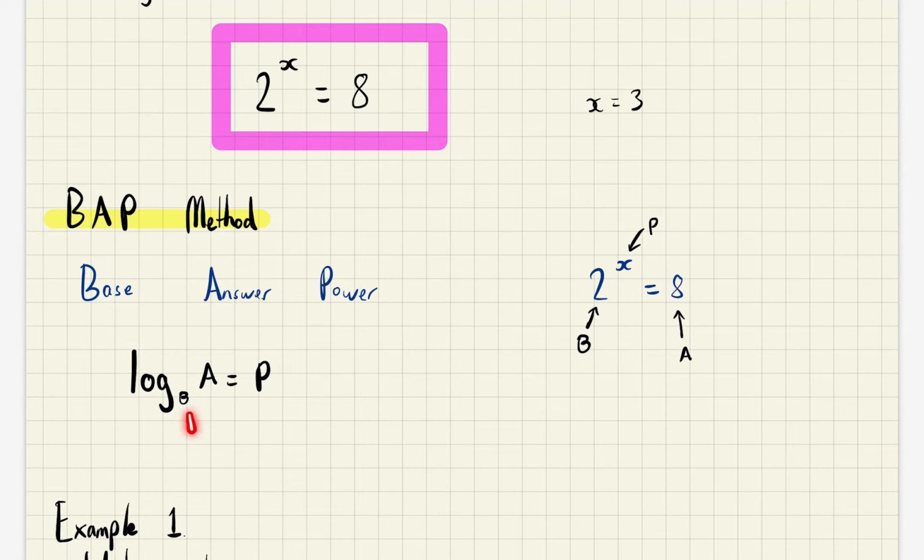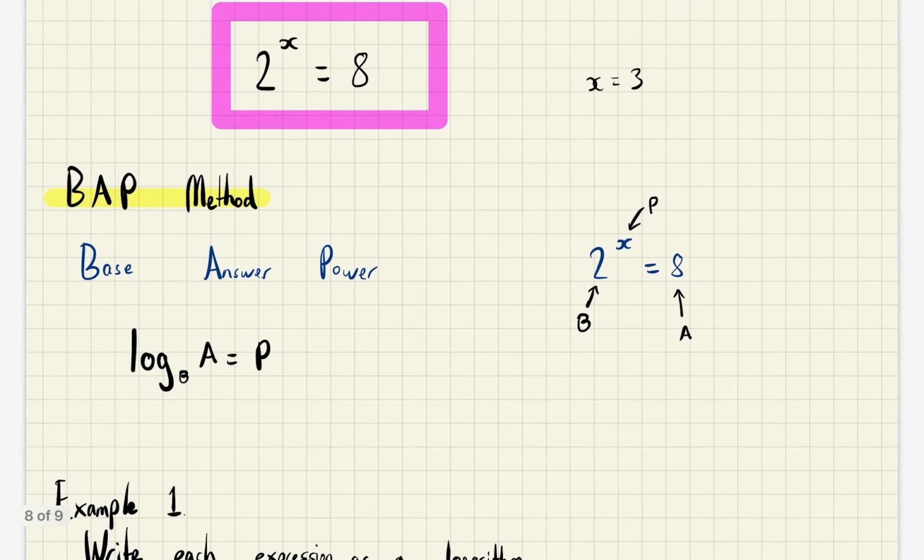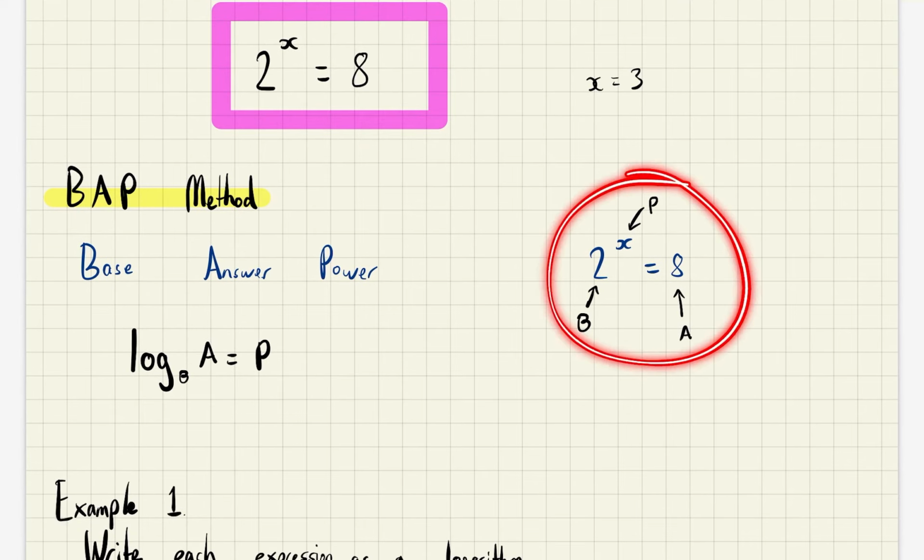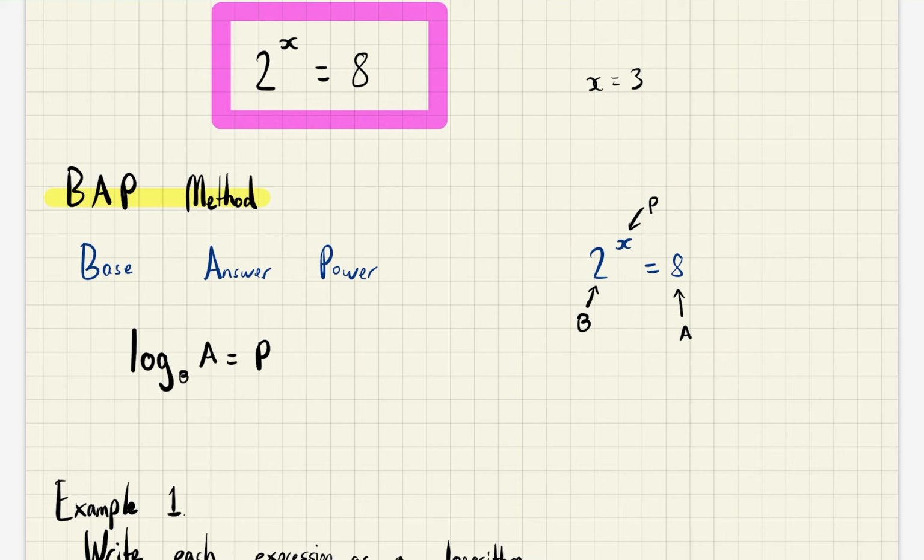So the base is the little number at the bottom. The A for the answer, which comes from here, is the number with the log. And then the P, which is the power, which comes from here, is our answer to that log. Now, I understand for a lot of you this would be brand new, so I need to show you some examples in order to further understand why this works. But before we get there, let's rearrange this into BAP form.